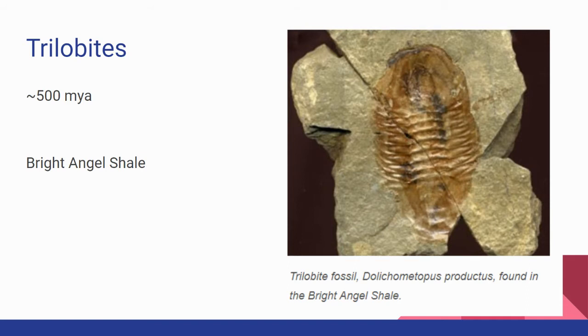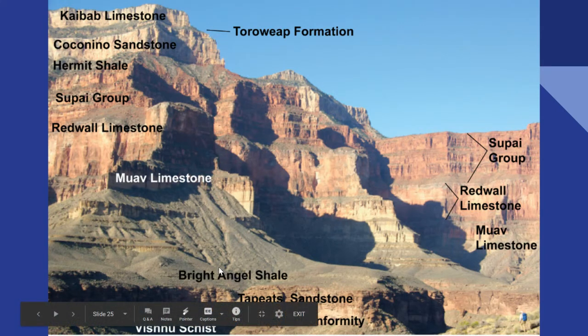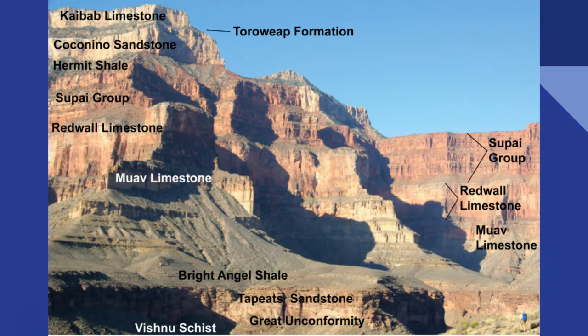But if you were to go down further to the Bright Angel Shale, for example, which is 500 million years old, you're going to see some trilobites like this one you see here. Up here at the top, this is 270 million years old. As you go down further, it's older and older and older. The Bright Angel Shale down here is where you might find some trilobites, 500 million years old.